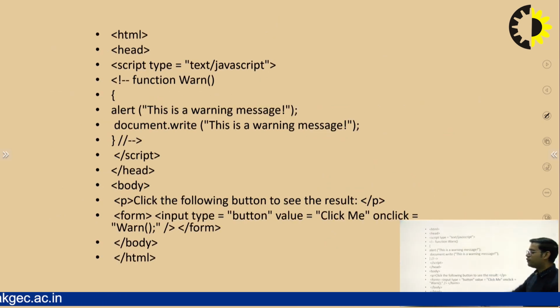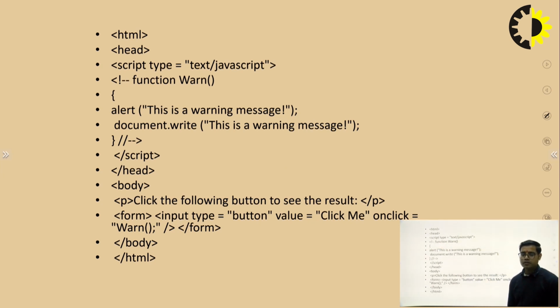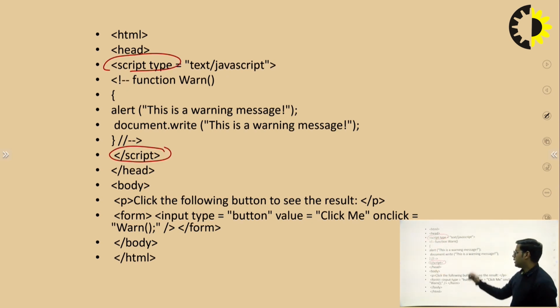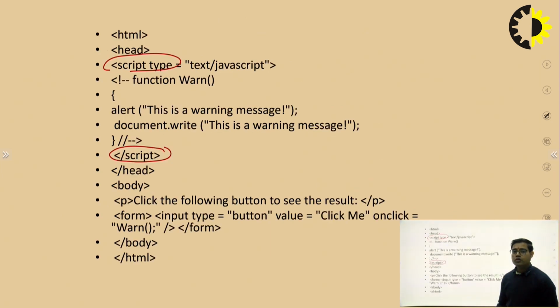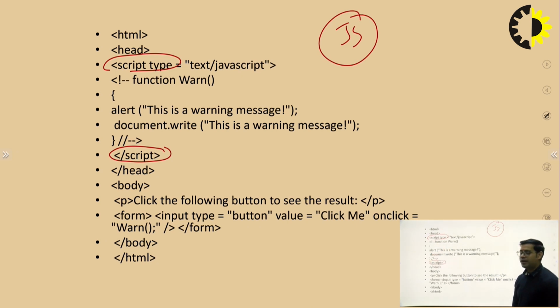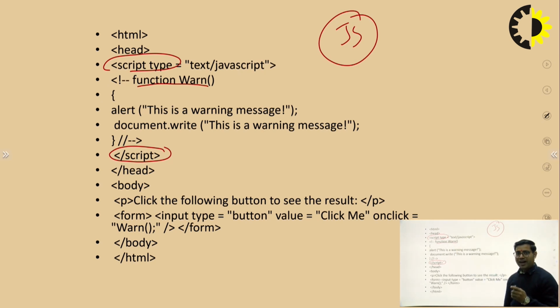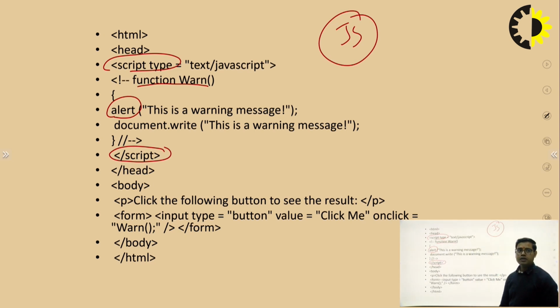So this is the code of this alert box. As you can see here, when we write the JS code, we use the script tag. This is the script tag, and this is the code of this alert dialog box. Inside the script tag, we have to use a function called warn, and alert is a predefined function that is used in the script tag.